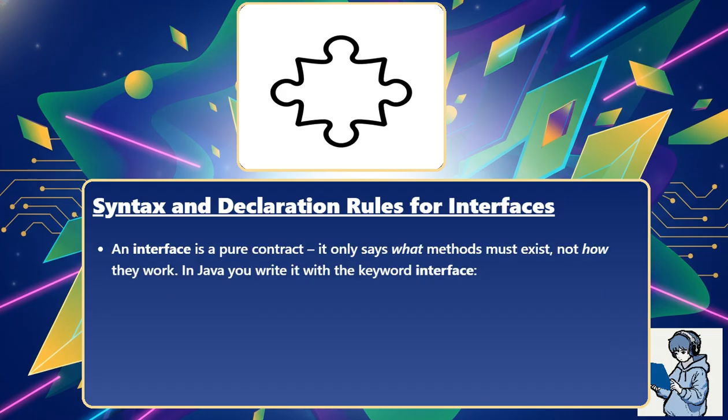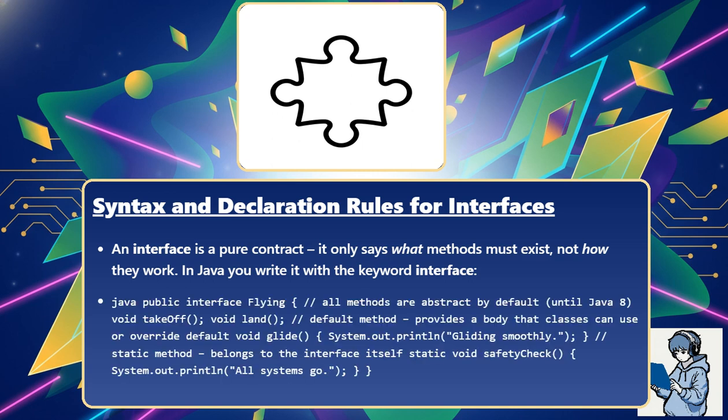An interface is a pure contract. It only says what methods must exist, not how they work. In Java, you write it with the keyword interface. Public interface Flying. All methods are abstract by default until Java 8. Void takeoff, void land. A default method provides a body that classes can use or override. Default void glide prints gliding smoothly. A static method belongs to the interface itself. Static void safetyCheck prints all systems go.